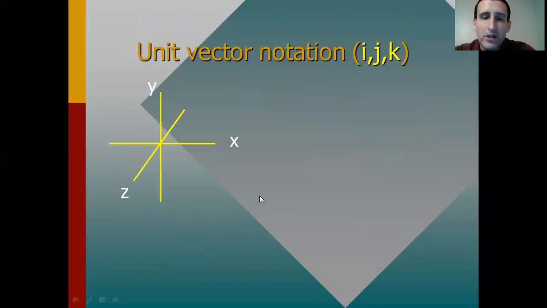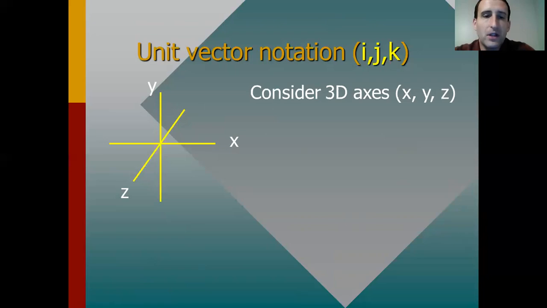Unit vector notation, this is just a way of thinking about these rectangular component parts of the problem. So we have 3 dimensions. I'm not going to do 3-dimensional problems very often in here, mostly 2 dimensions, but here we're just going to go over the 3 dimensions. So we have x, we have y, and then we also have z.